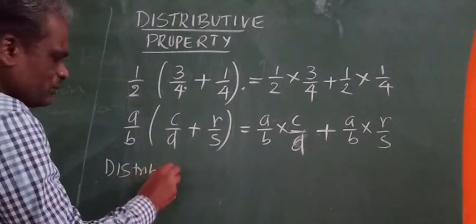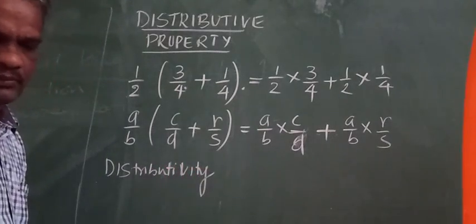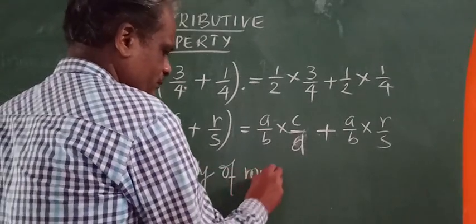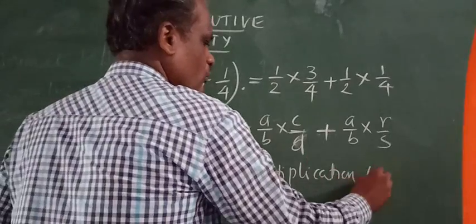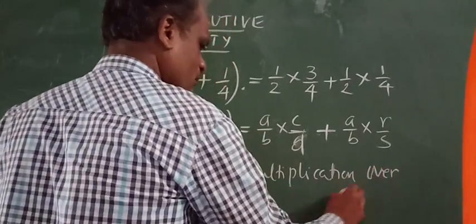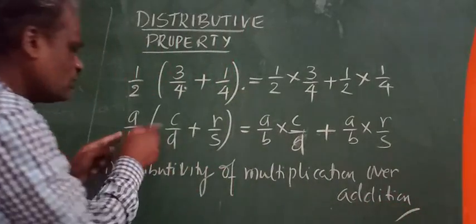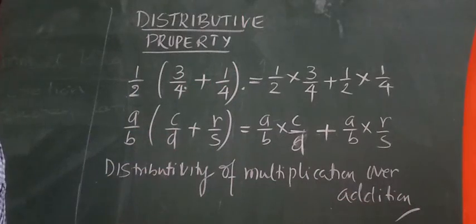We call this distributivity of rational numbers, distributivity of multiplication over addition. Because you are multiplying and there is a plus sign, that's why we call this over addition. Suppose if there is a minus sign, then over subtraction you can write. So this is called the distributive property.